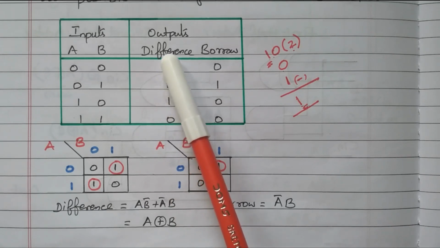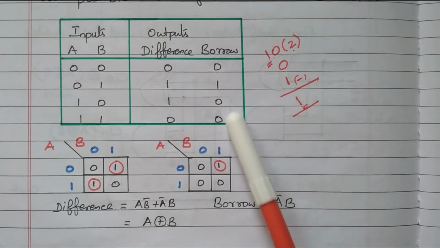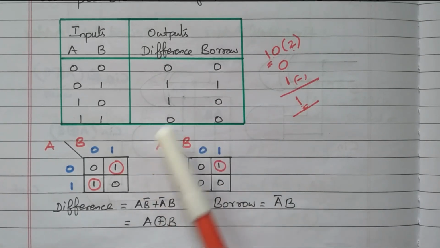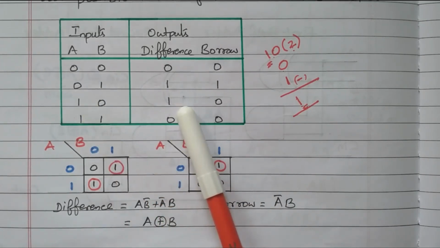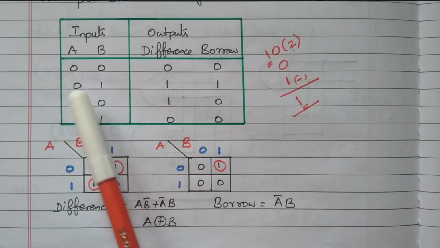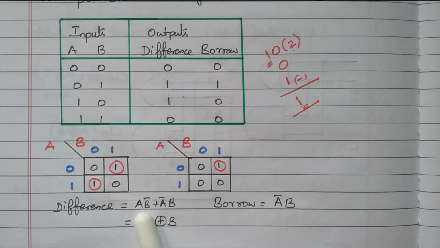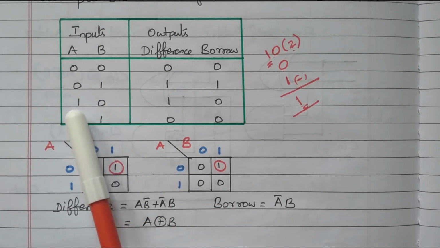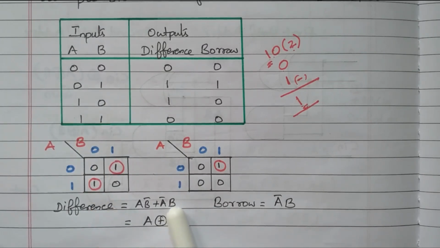Now you need to develop the logical expression for difference and borrow, either by using the K-map or directly from the tabular column. There are 2 1s available for the difference. The second term is 1 and the third term is 1. The first and fourth are 0. What is the second term? 0 1 means A bar B. The third term is 1 0, which means A B bar. So A B bar plus A bar B. There are 2 terms available. So A B bar plus A bar B is nothing but A XOR B, the XOR operation.